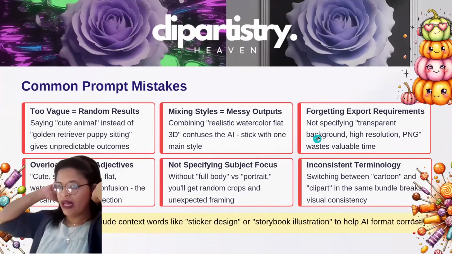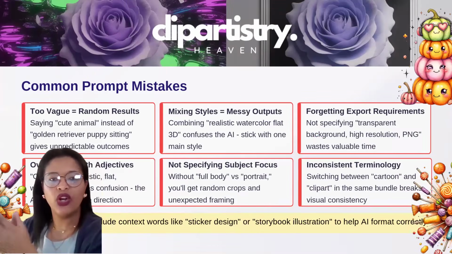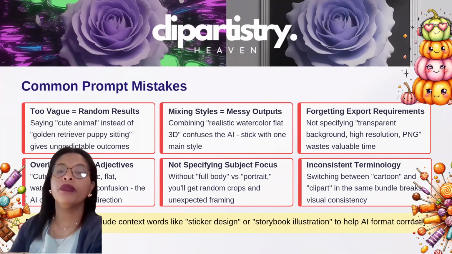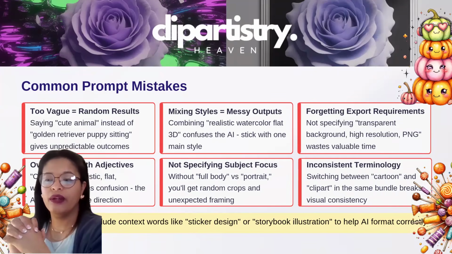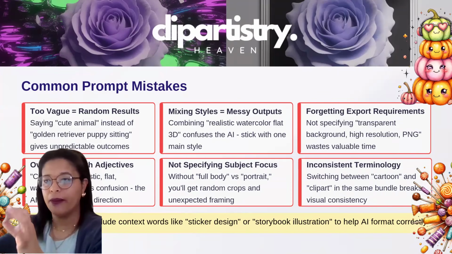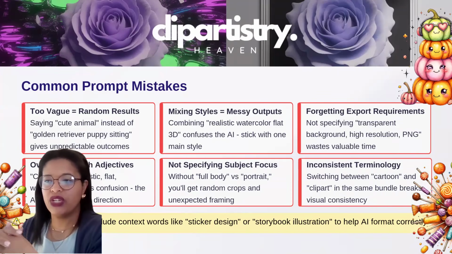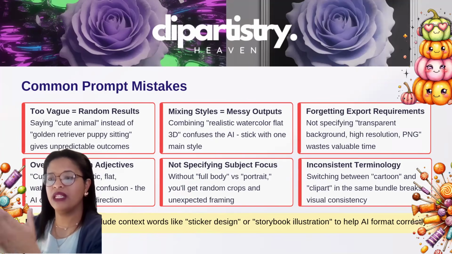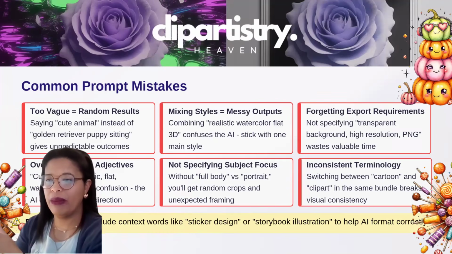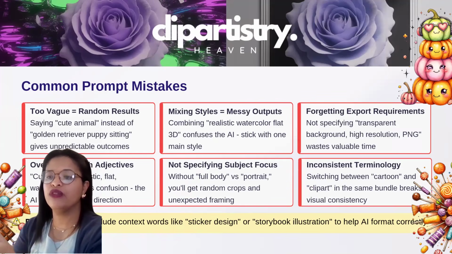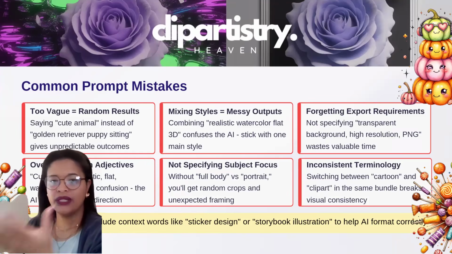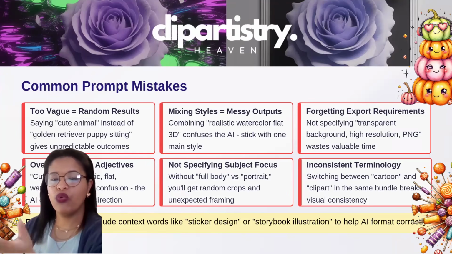So just briefly, I've already mentioned too vague, and a lot of people say, no, just the simpler the prompt, the better the output. Not me. No, I need to control the outcome. Too vague equals random results. That's part of the frustration. You are not saying enough technically to give you something that's a little bit closer to what you are imagining. Saying cute animal instead of golden retriever puppy sitting opens the system up for assumptions.